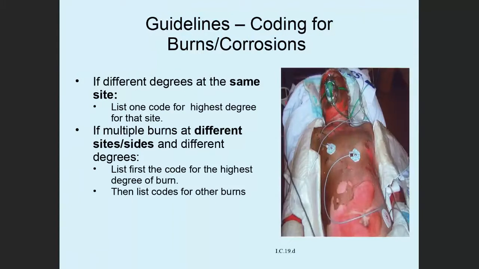So another guideline concerns multiple burns or corrosions. Coding depends on where the injuries are. If the patient has multiple burns or corrosions, but they're at the same site, code only the highest degree. If the patient has multiple burns or corrosions at different sites on the body, list first the code for the highest degree and then additional codes for other burns.